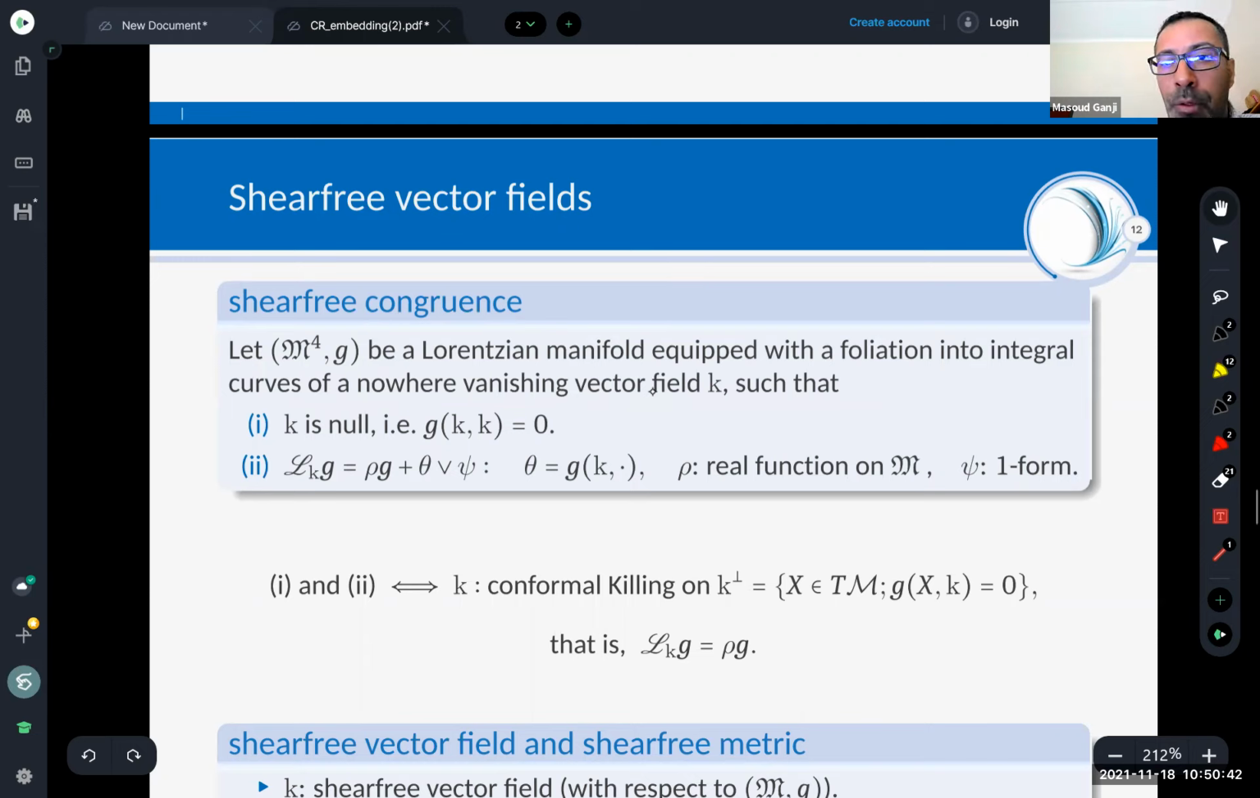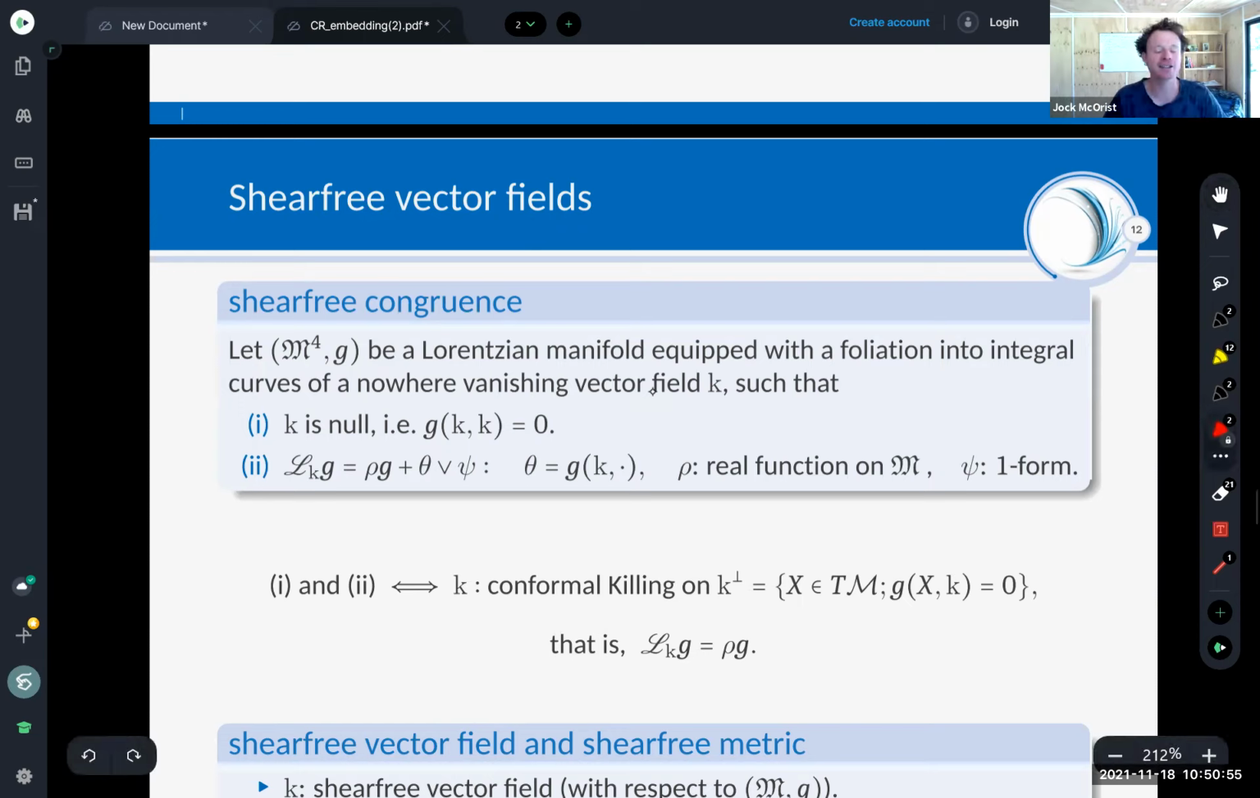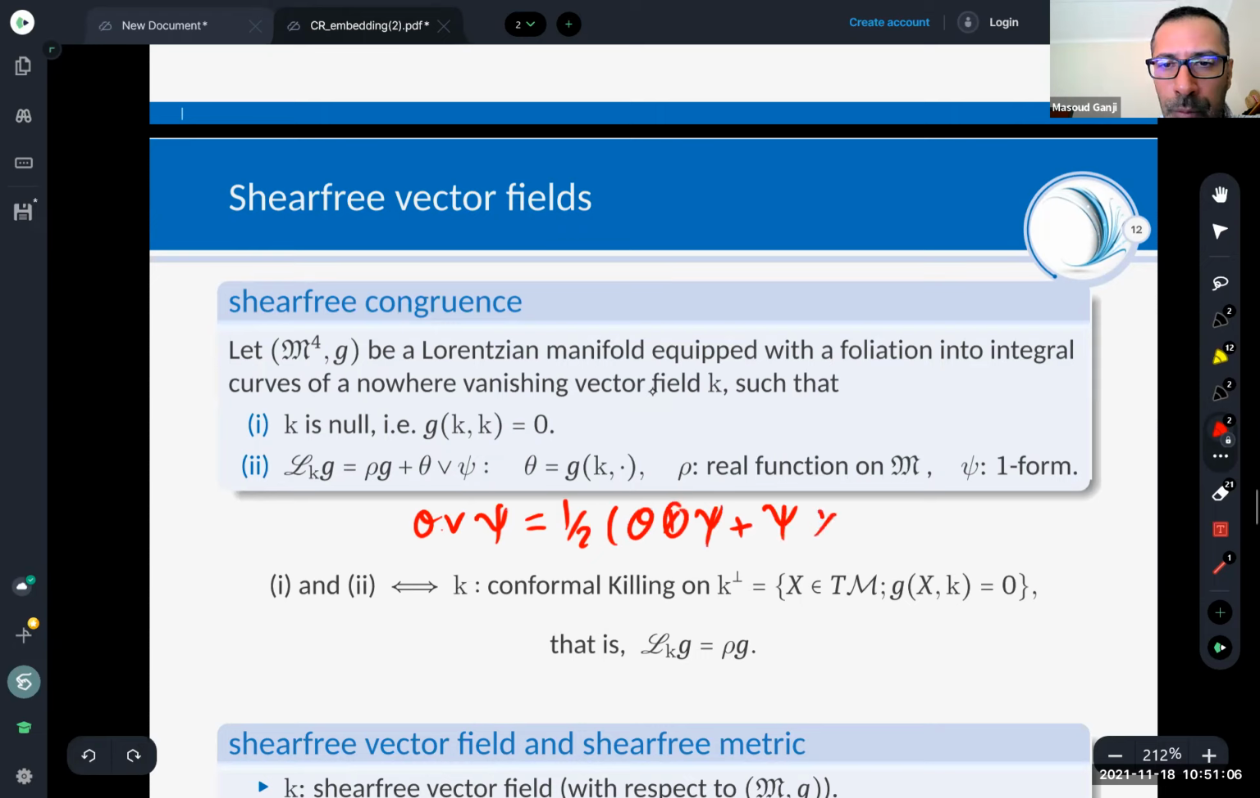Sorry, Masoud, what's the upside down wedge? Should that be a wedge, or does that mean something? It's the symmetric tensor product. Oh, okay. Yeah, cool, makes sense. This is not a wedge, it's a symmetric tensor product. Yeah, that makes sense.